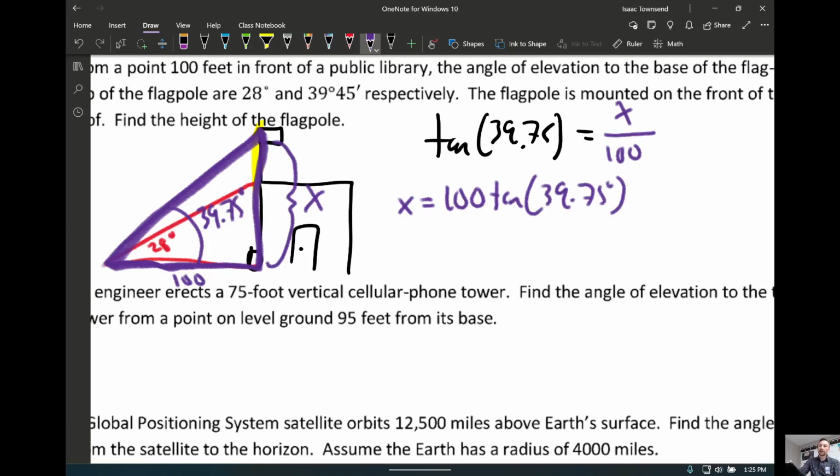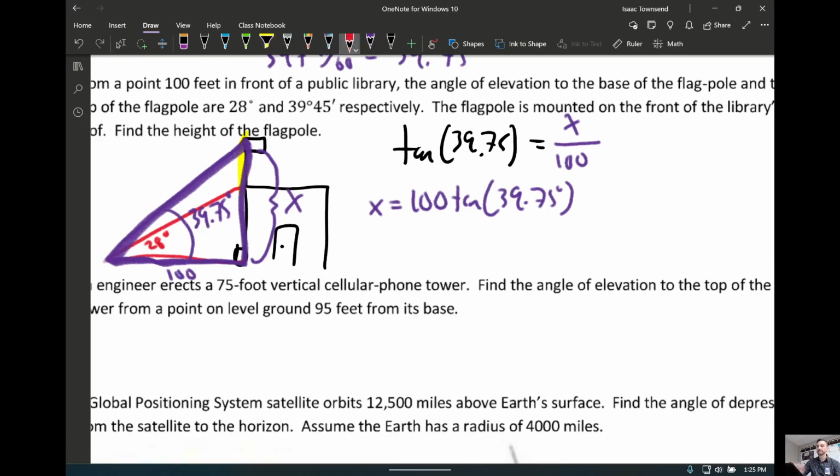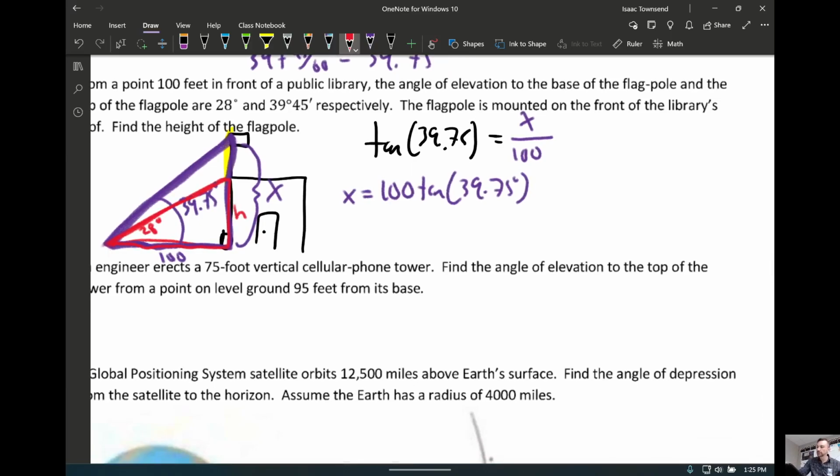Okay, how does that help me find the height of the flag? What's the rest of it? You then subtract the 100 tangent of 28 degrees. Okay, good. So then there's a smaller right triangle, this one that I did in red, and I'll call this H. From 28, tangent of it would be opposite over adjacent. So the height of the library is this. But I still need to know the height of the flagpole. So how can I use those to find the height of the flagpole?